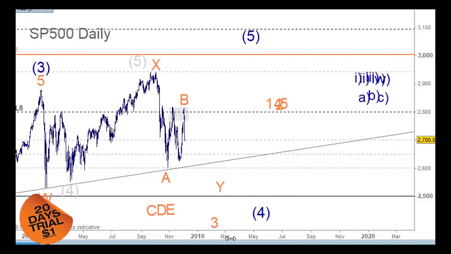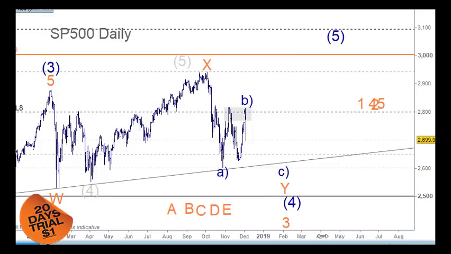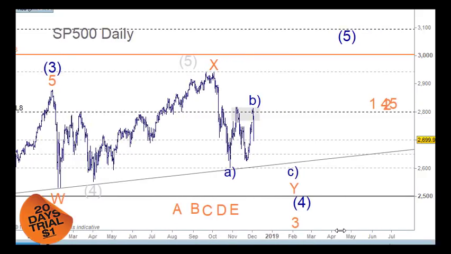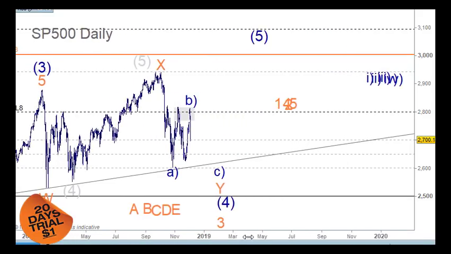Well, I should use smaller ones there. I'm always taking shortcuts, so A wave here, B wave here, and a C wave down here for Y of 4 here. So that's highly possible as well here. So they're the 3 counts. And yeah, I mean, that's just how it is.